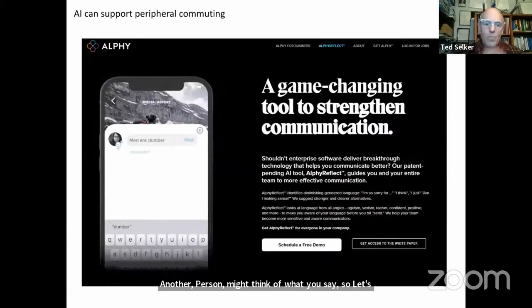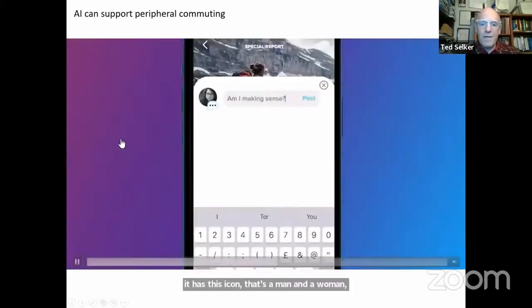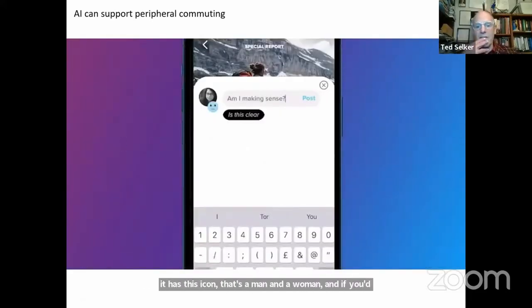So this is an example of using Alfie Reflect in this Alfie app, where if a person said men are dumber, it says inclusive, and it has this icon that's a man and a woman. And if you say, am I making sense? It'll put up a kind of neutral look that says, is this clear? And so you can reflect on whether you could make a simpler or more direct statement. Because there's a bit of a diminishing nature to asking that question, am I making sense? Maybe you could say something more direct like, do you understand? Or do you need any more explanation?